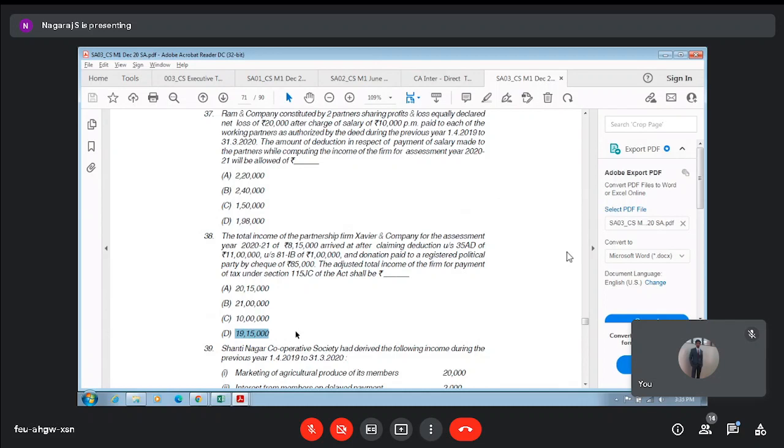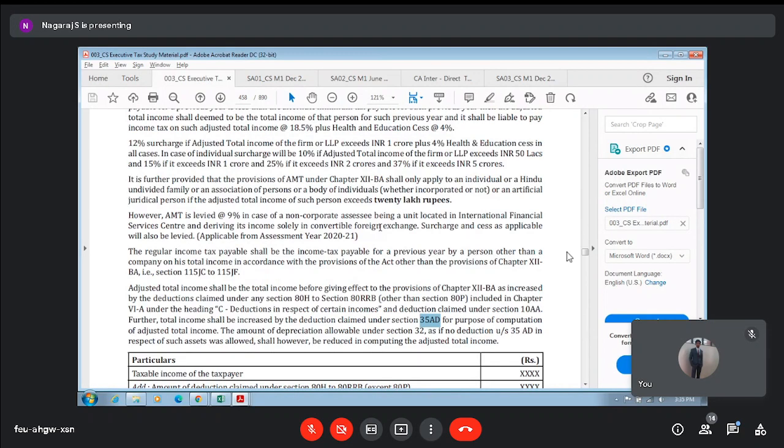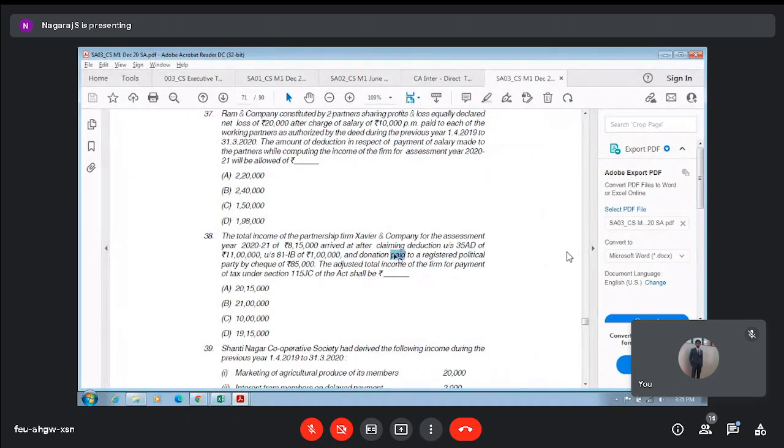Why am I telling it is wrong? Because it is the payment. Whatever they have told in this section is income based deduction, in respect of certain incomes. But what we are seeing is donation paid. Paid means you have paid the donation. That is not the income. Hence 8 lakh 15 plus 11,000 plus 1,000 will be your adjusted total income.